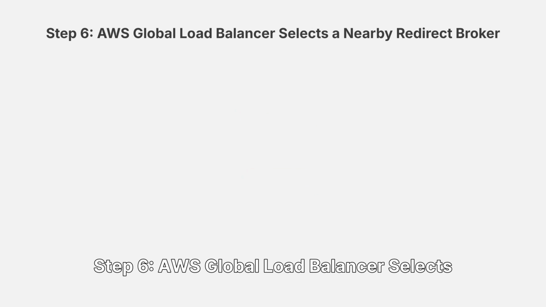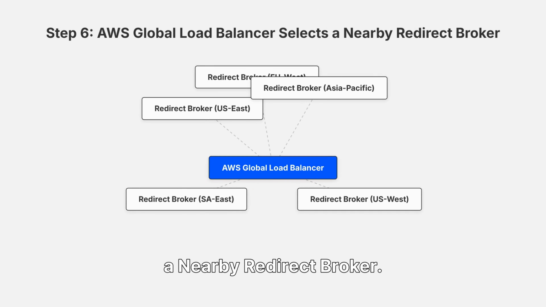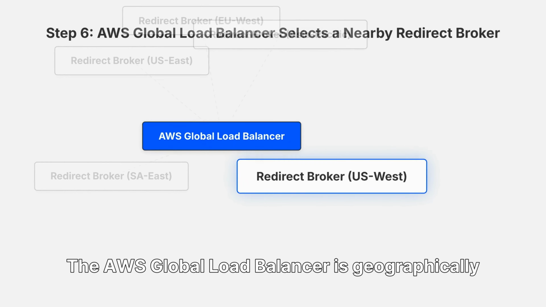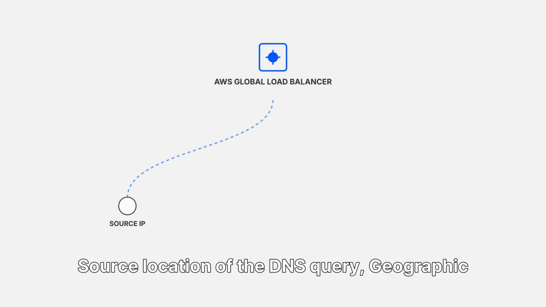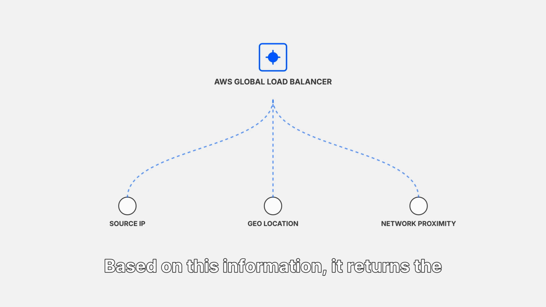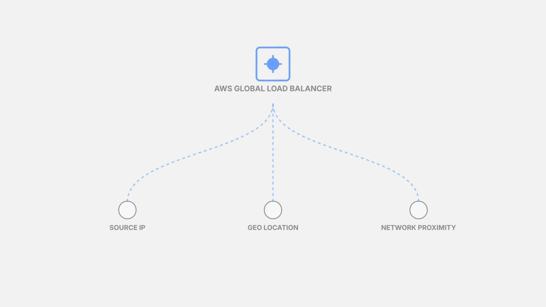Step 6. AWS Global Load Balancer selects a nearby redirect broker. The AWS Global Load Balancer is geographically aware. When the DNS request arrives, it examines the source location of the DNS query, geographic region, and network proximity. Based on this information, it returns the IP address of the nearest available redirect broker.